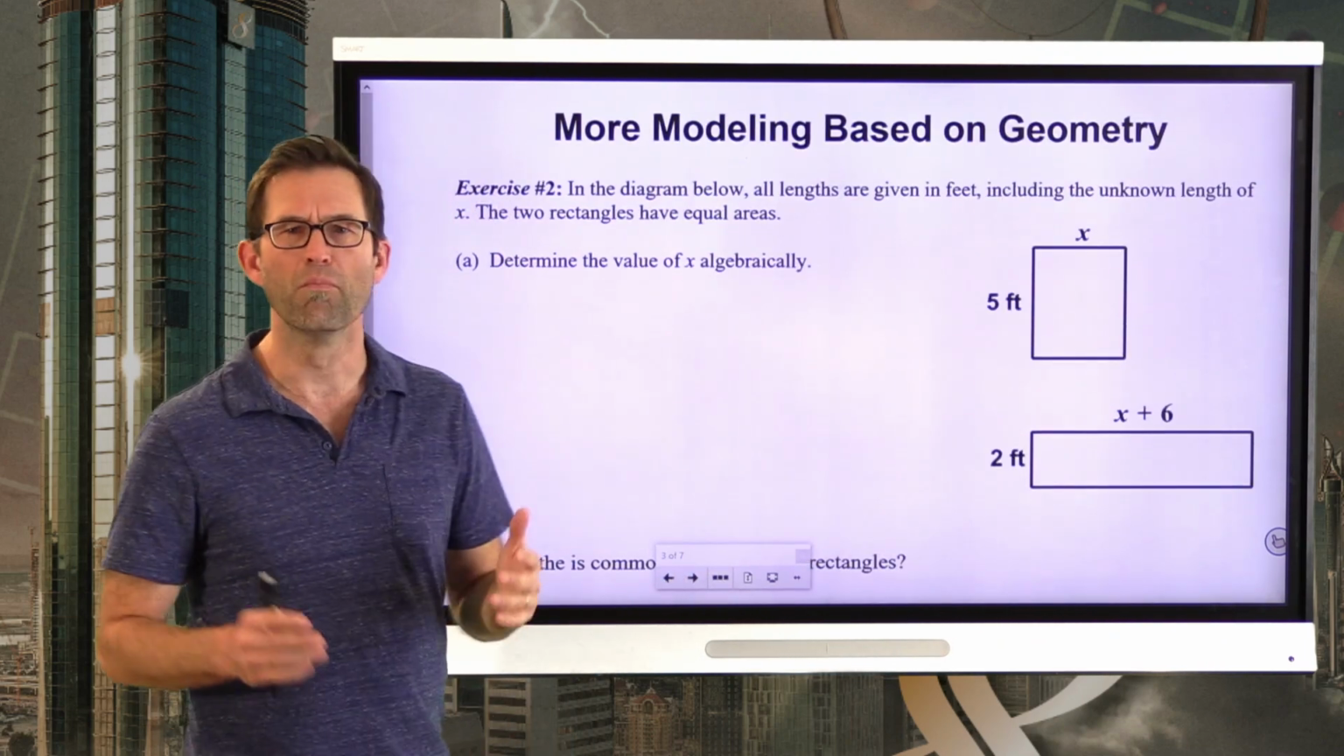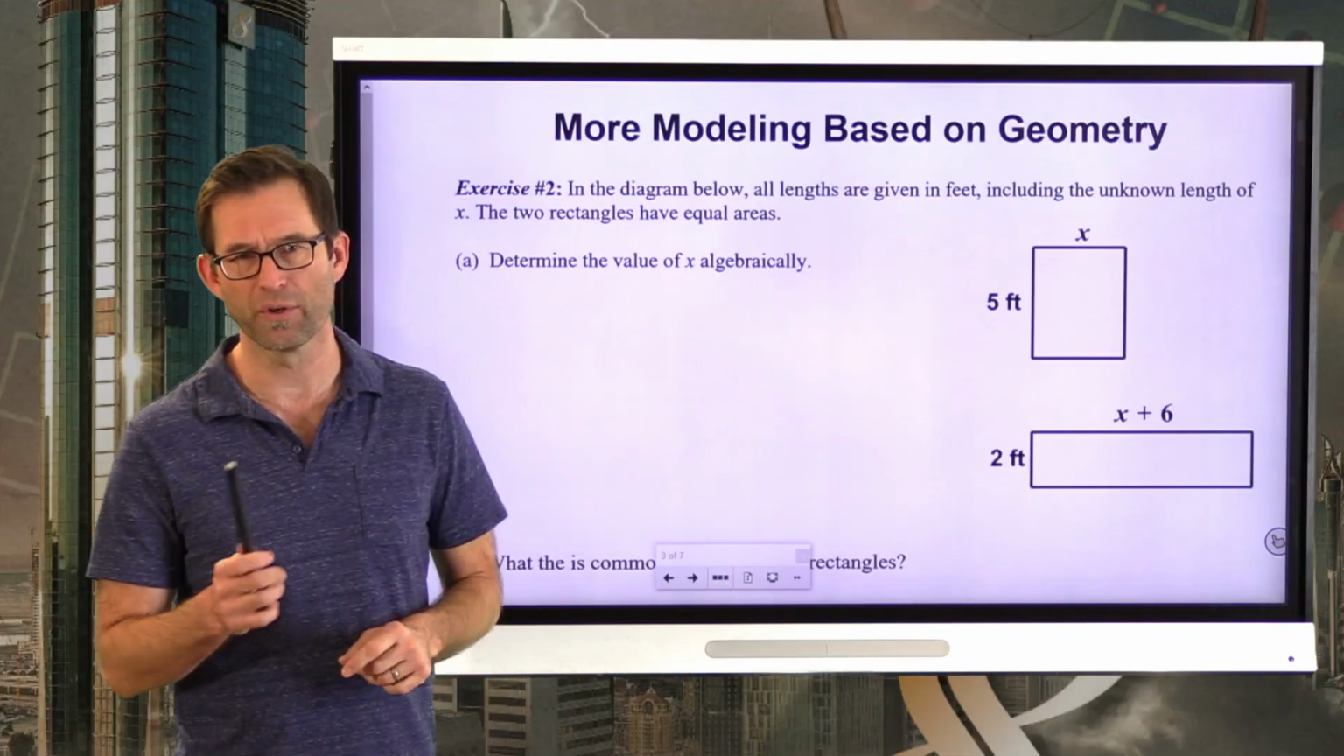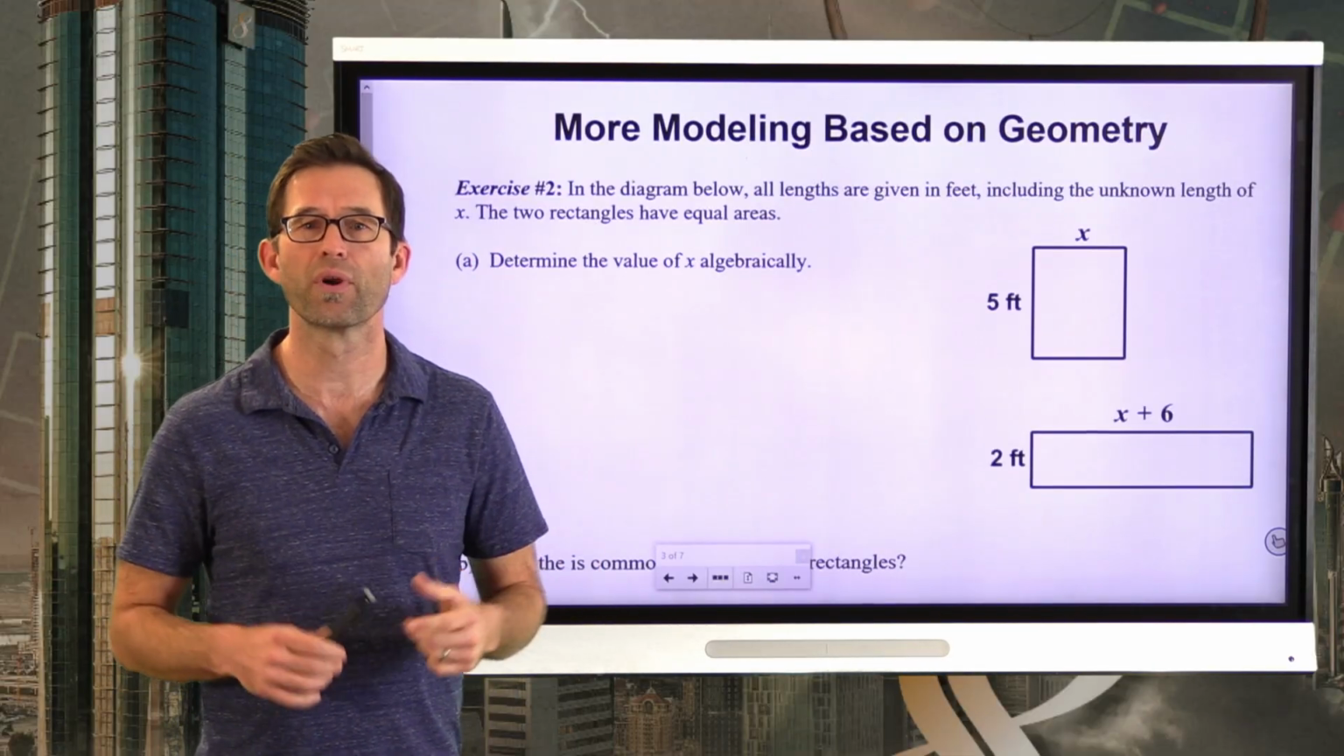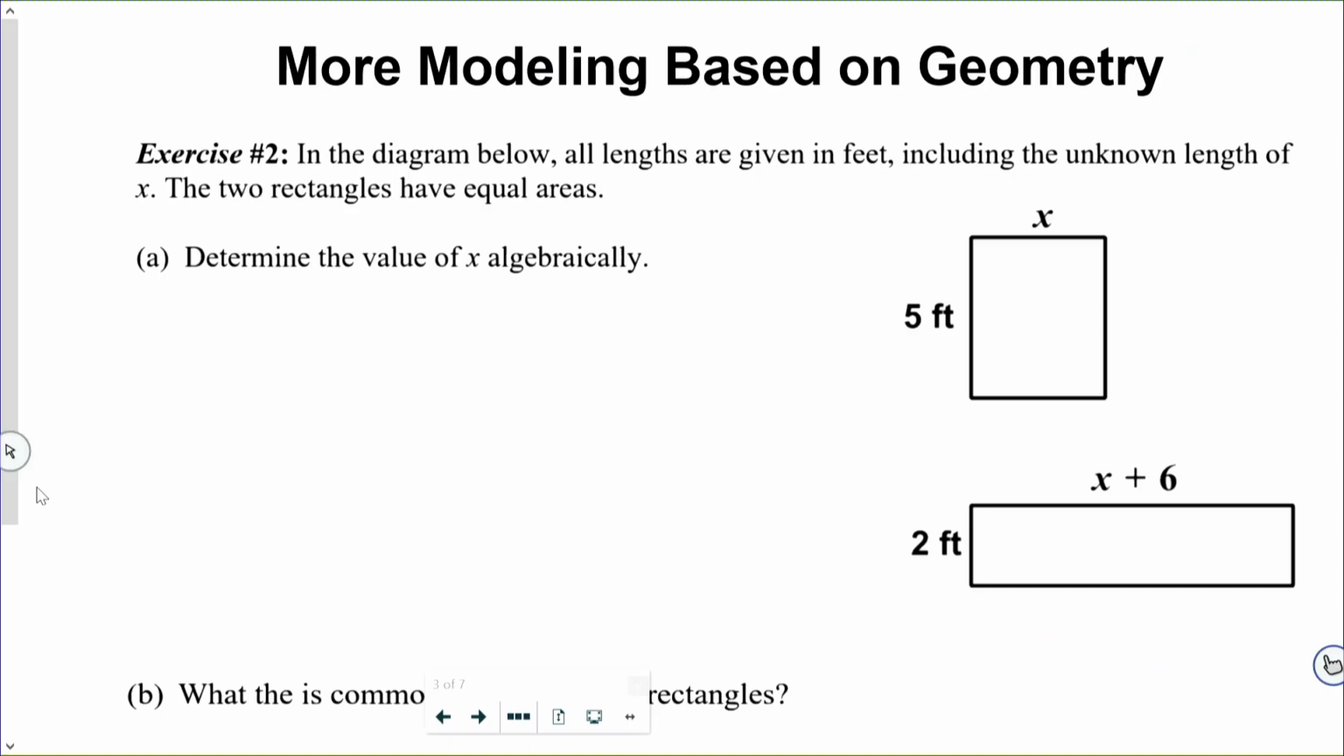All right, more modeling based on geometry. We just did some perimeter. Let's bring area into it. Exercise 2. In the diagram below, all lengths are given in feet, including the unknown length of x. The two rectangles have equal areas. Letter A asks us to determine the value of x algebraically.